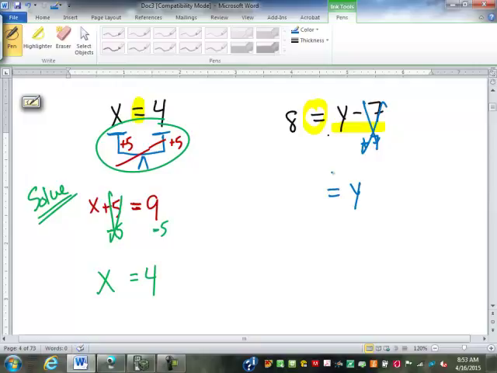You're absolutely right, Brennan. Because this is a balanced scale, I have to do the exact same thing to both sides. So I add 7 there. 8 plus 7 is 15. So that gives us y equals 15. If we are unsure of ourselves, we can always double check our answer. Y equals 15 is saying I can come up here and I can replace y with 15. Is 15 minus 7 equal to 8? Yes, it is. Good.